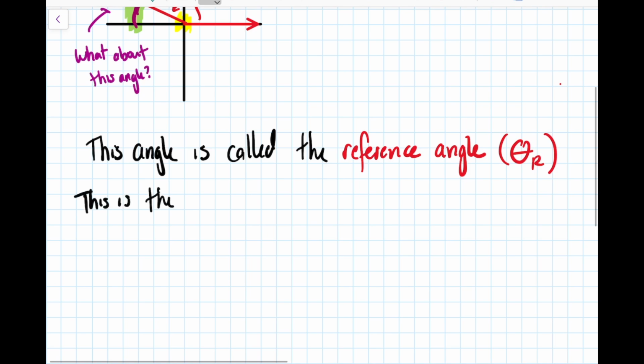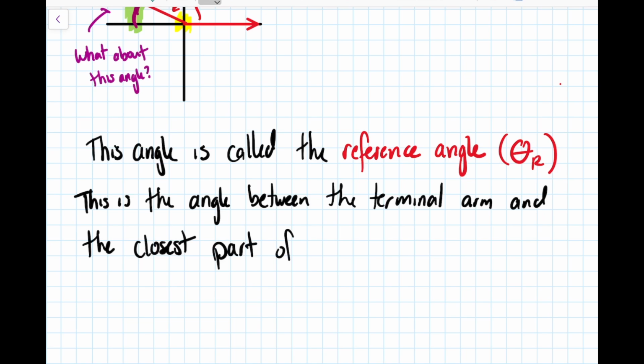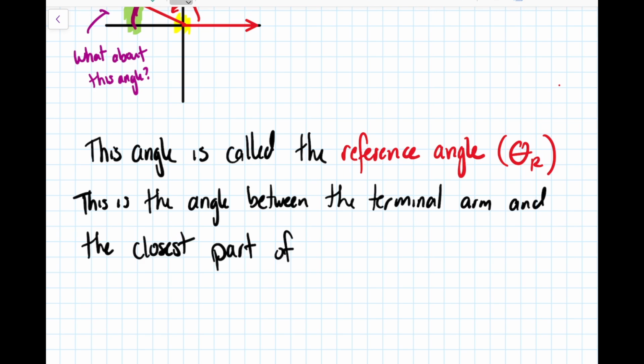And so what the reference angle is, it's the angle between your terminal arm, so wherever your angle stops, and the closest part of the x-axis. And this is something that gets messed up constantly. So it has to be the x-axis. I cannot emphasize that enough. Never the y-axis, always the x-axis.